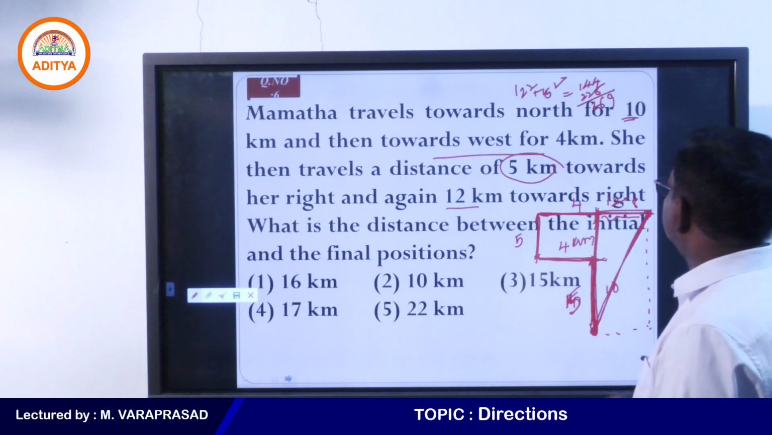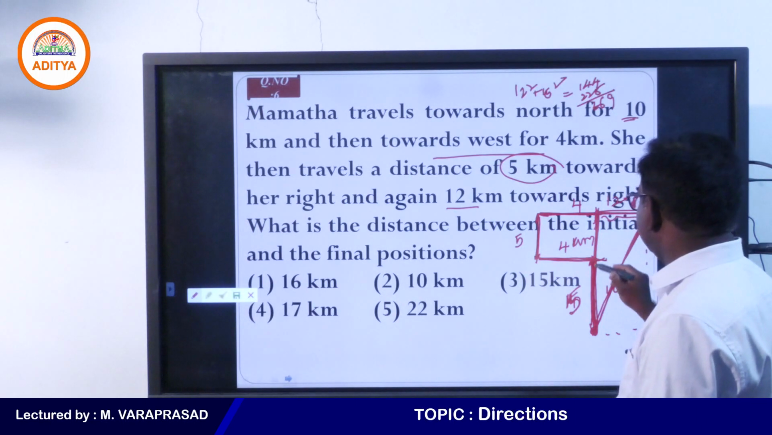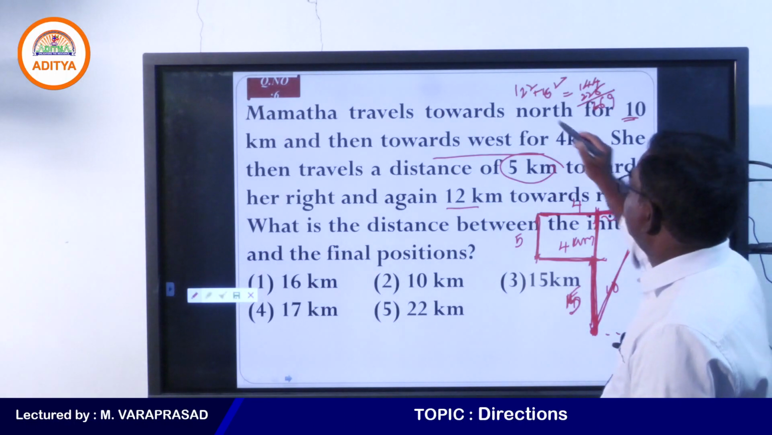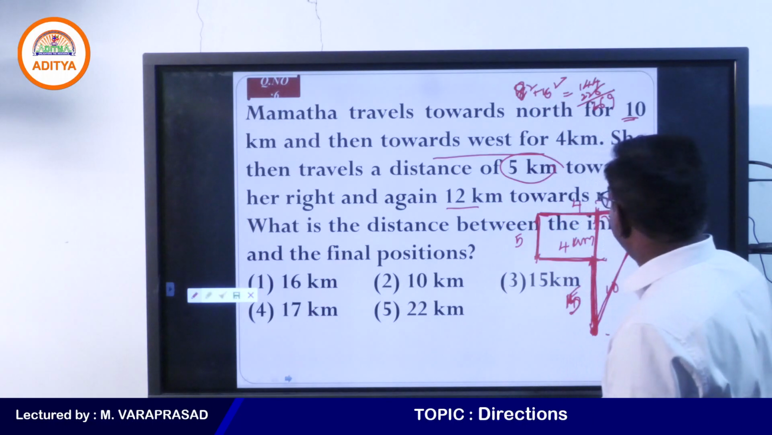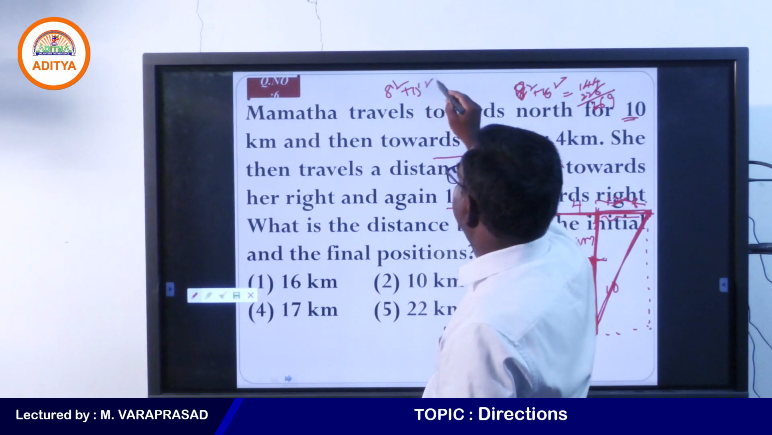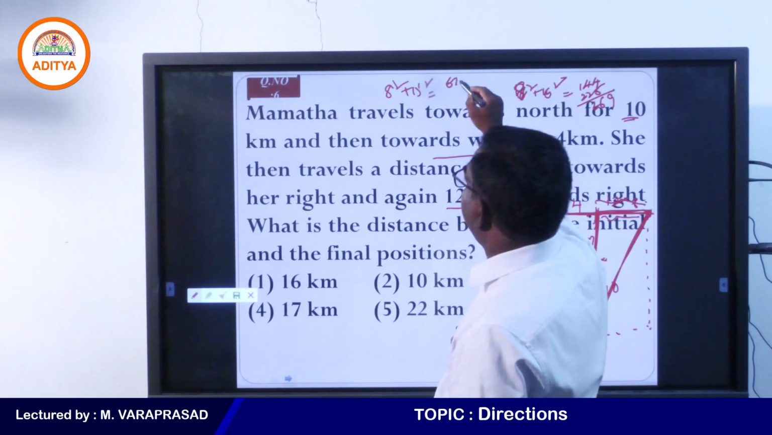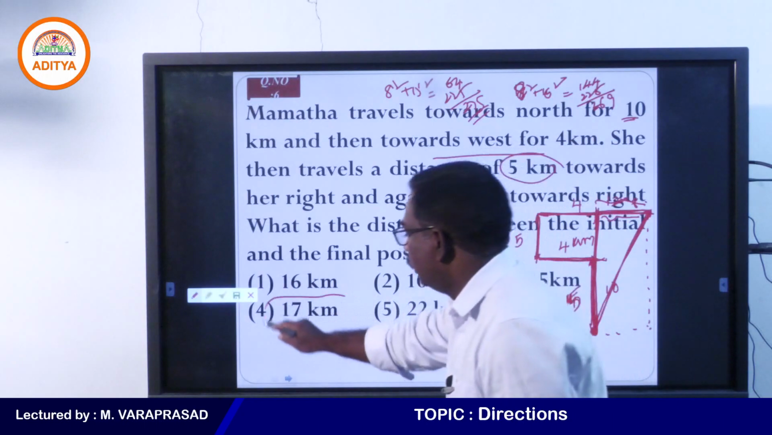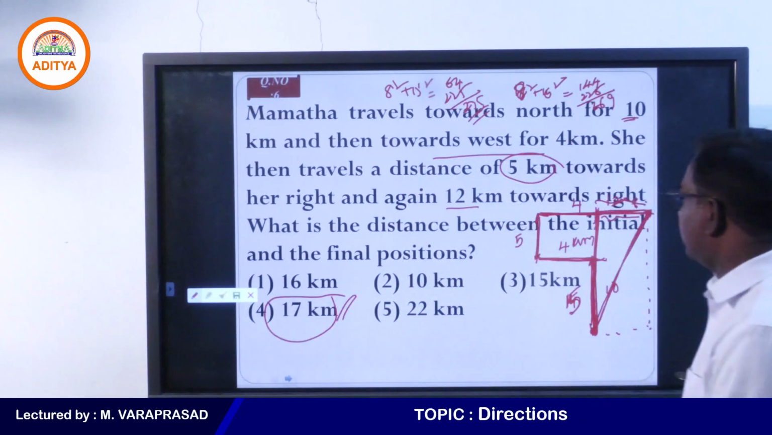Yes. This is 5 and this is 10, 15. And this part is 8 here. So 8 square plus 15 square, 64 plus 225, 289, that is 17. Yes, option number 4 is 100% correct, right?